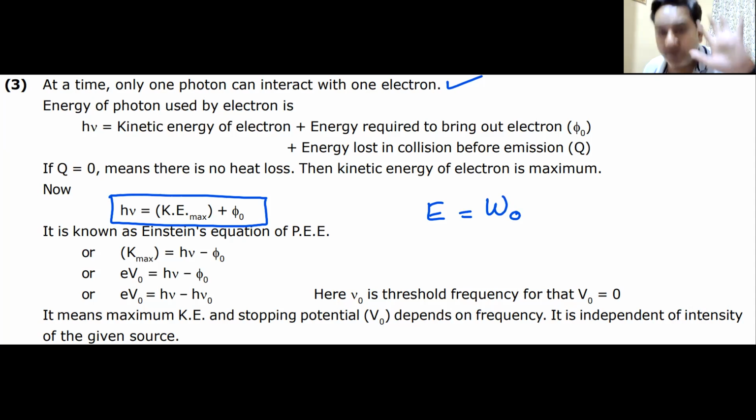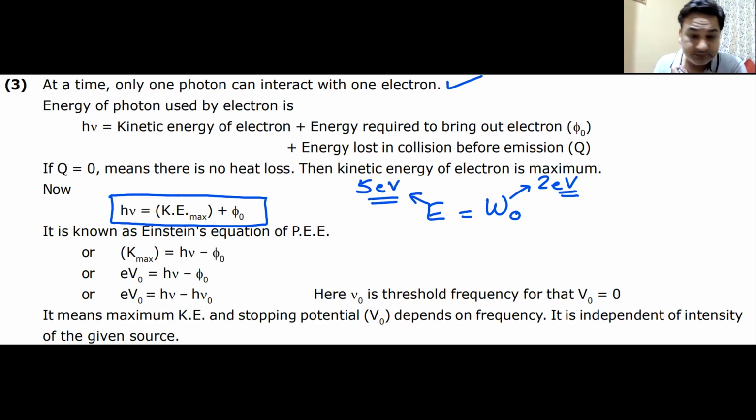Do we understand this? For example, if the work function of this metal is 2 joules, and again, work function is not in joules, it is in electron volts. Let us use electron volts now. Let us get used to electron volts. Let us assume that the work function of any particular metal is 2 eV, and the energy that this photon has is 5 eV. It has to be more, otherwise nothing happens. We understand this?